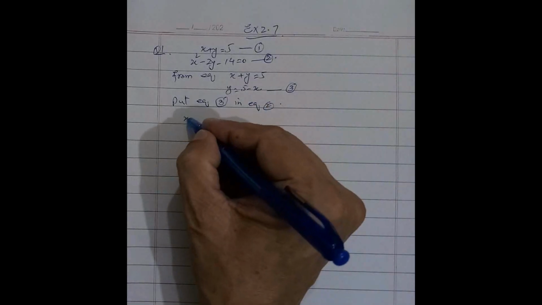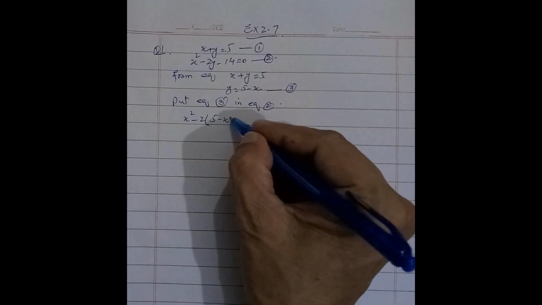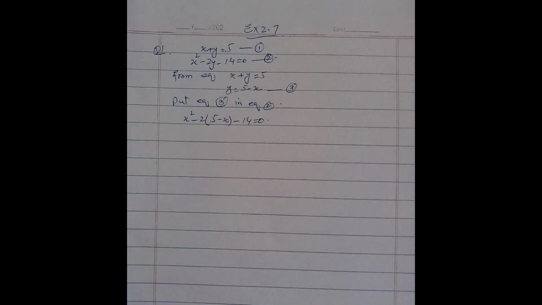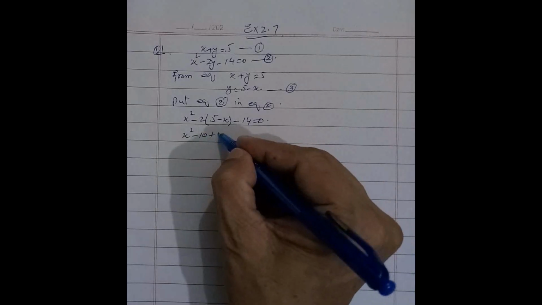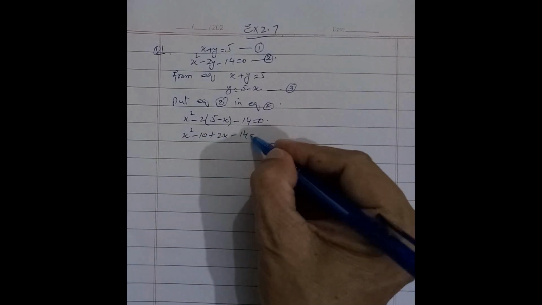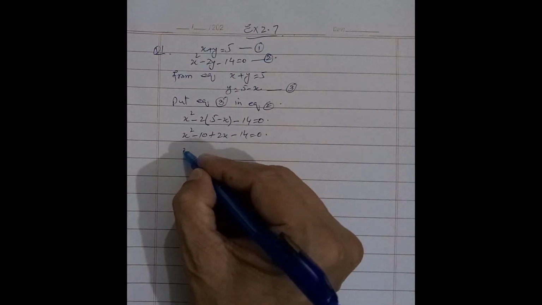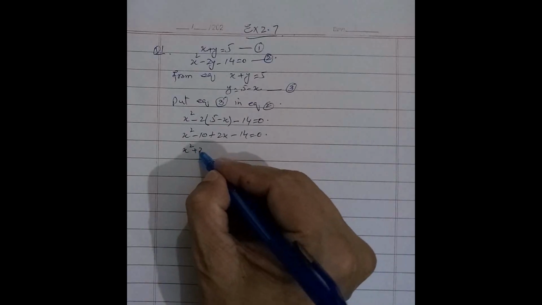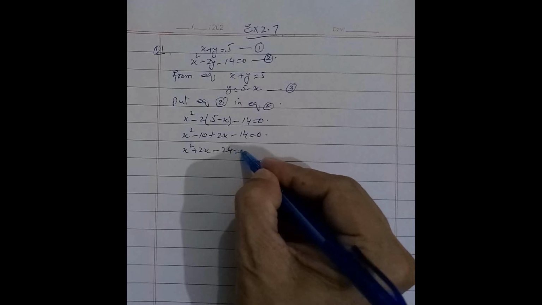We get x square minus 2 into 5 minus x minus 14 is equal to 0. Now simplify it. X square minus 10 plus 2x minus 14 is equal to 0. Sorry, first we arrange, then simplify. X square plus 2x minus 10 minus 14, we get minus 24, is equal to 0.